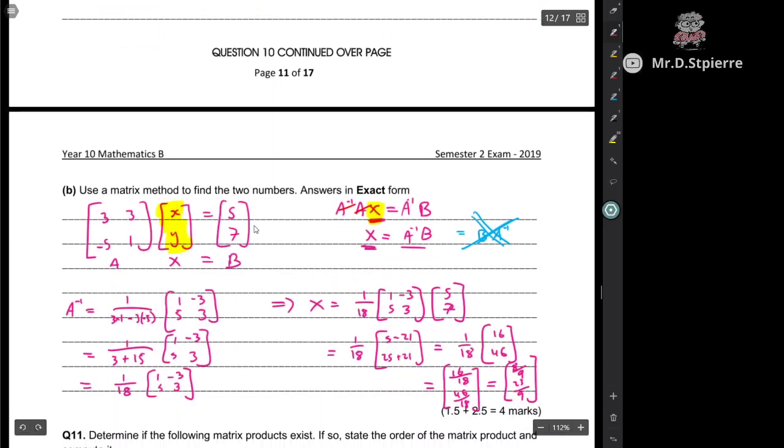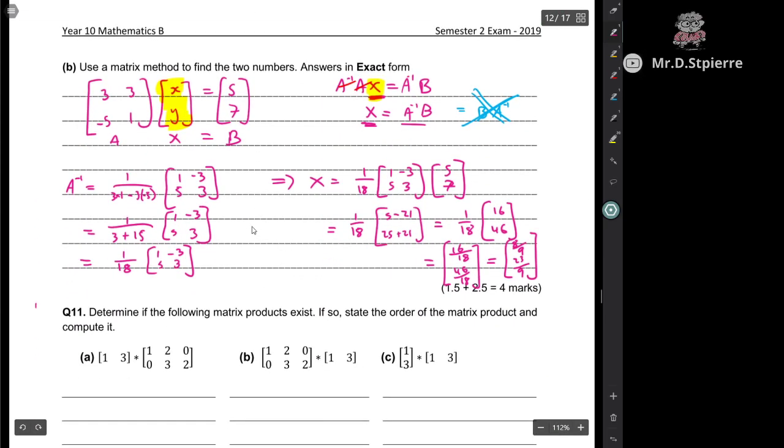And then also in question 10b, 5 take away 21 is negative 16. I left off the negative symbol right there. So it should be negative 16 on 18, therefore negative 8 on 9. So yes, thank you to Eddie for finding both of those mistakes. But let's get going straight away.